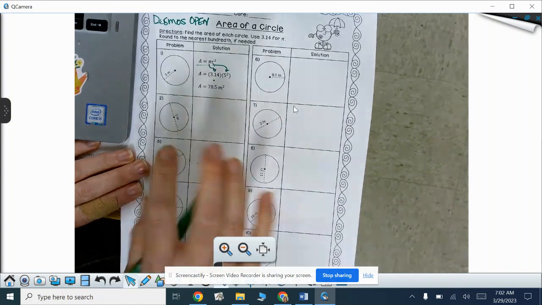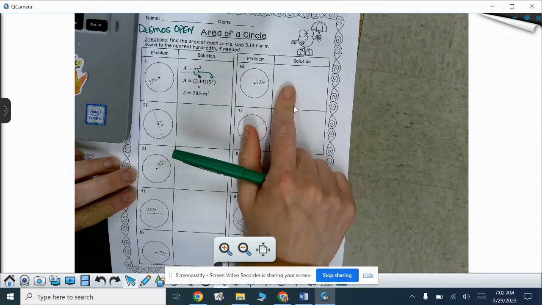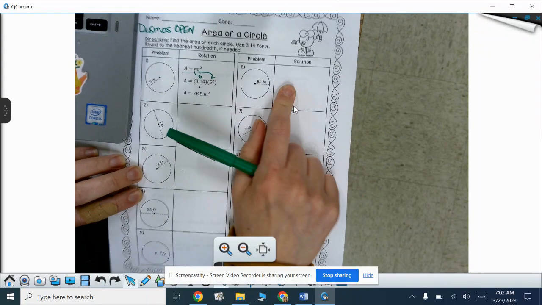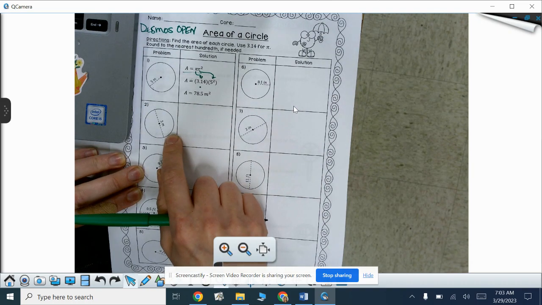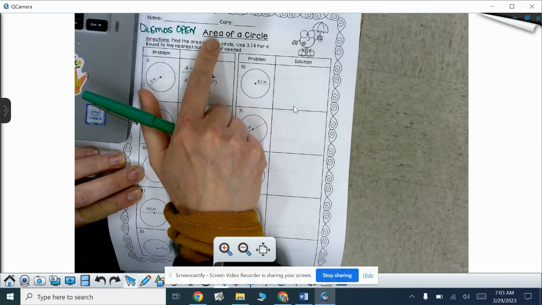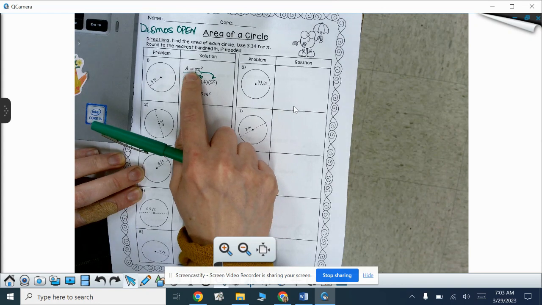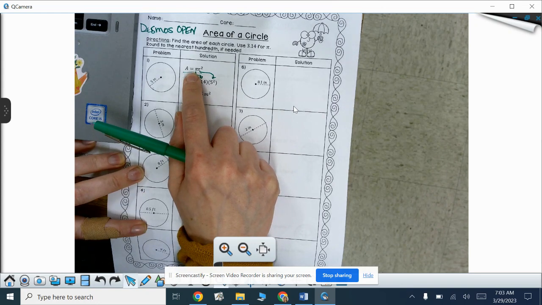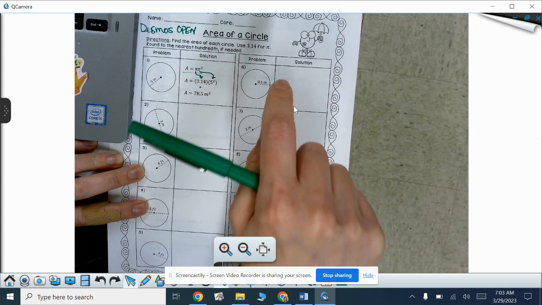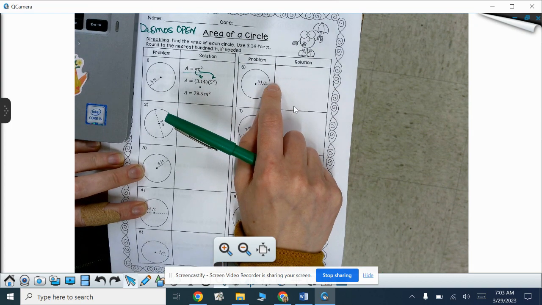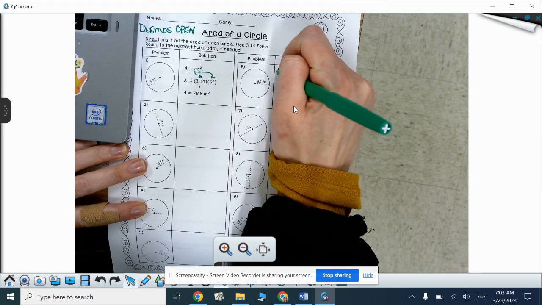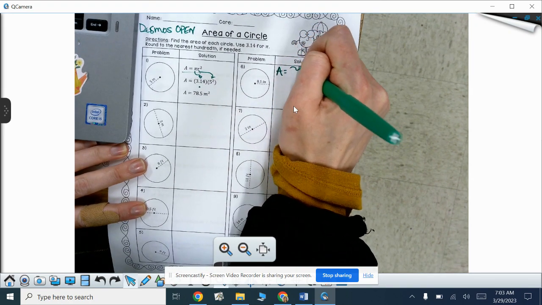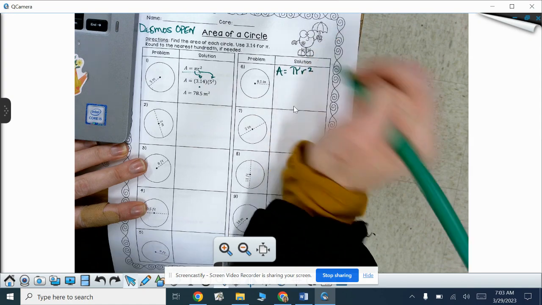So let's do another one. We're going to do number 6 first. The reason I want to do number 6 is because it has the radius and not the diameter. And remember, when we're taking the area of a circle, this is our only formula. We don't have a formula with the diameter like we do for circumference. So we have to use the radius. All right, so my formula for area is pi r squared.